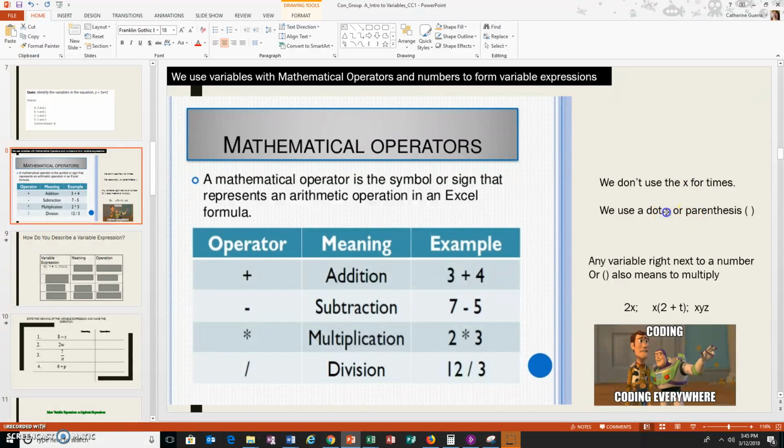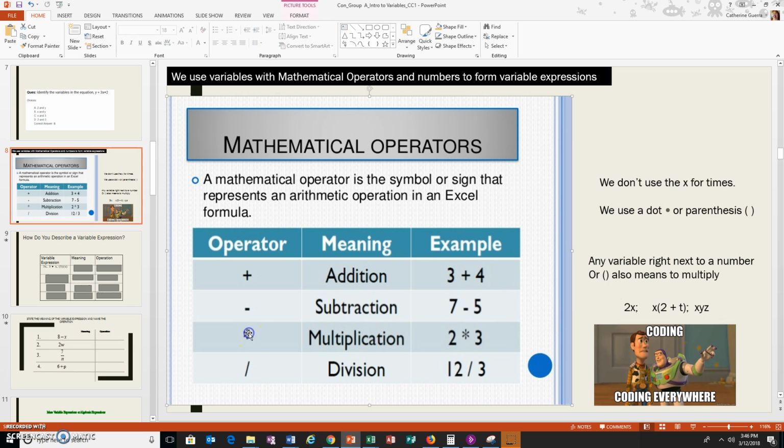Instead, we use a dot, and you don't see dots very much anymore, and the dot has got to be in the middle, not at the bottom. We do use parentheses. The reason why we don't see dots is because it's not available on the keyboard. We do use parentheses, and anytime a letter is up against a number or a letter is up against a letter, that means to multiply. And anytime a letter is up against a parenthesis, it means to multiply.